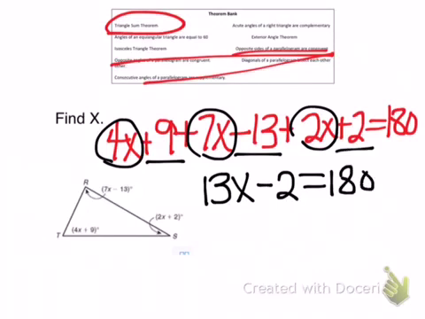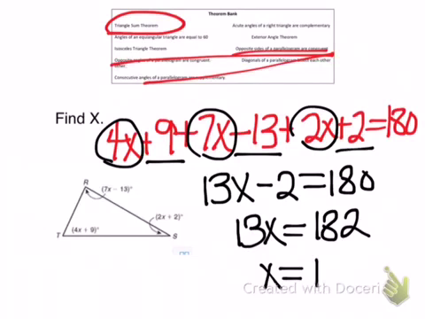So if I use my addition property of equality and add 2 to both sides, that would give me 13x equals 182. And when I use my division property of equality and divide both sides by 13, x is going to equal 14. And since the question only asks for x, that's all I have to do. But I could substitute 14 into each angle and find all the angle measures.